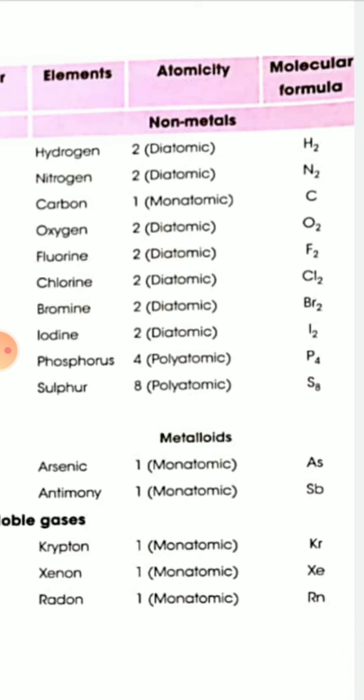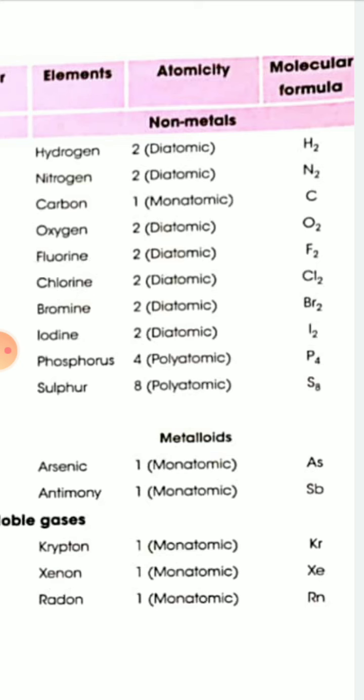Now the element is hydrogen. For hydrogen, the formula is H2. The atomicity is 2, that is, hydrogen is a diatomic molecule. Nitrogen atomicity is 2, a diatomic molecule, formula is N2. For carbon, atomicity is 1, a monoatomic molecule, formula is C. For oxygen it is a diatomic molecule, atomicity is 2, so the formula is O2. Similarly, sulfur is an octatomic or polyatomic molecule, formula S8. For phosphorus, atomicity is 4, a polyatomic molecule, formula is P4.